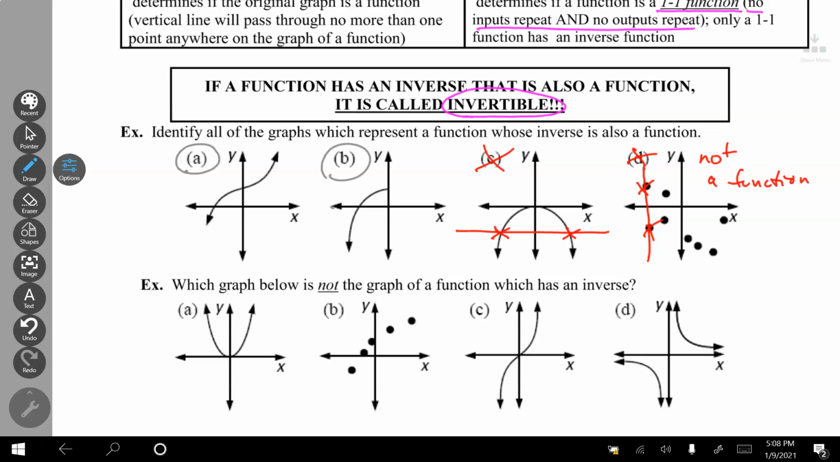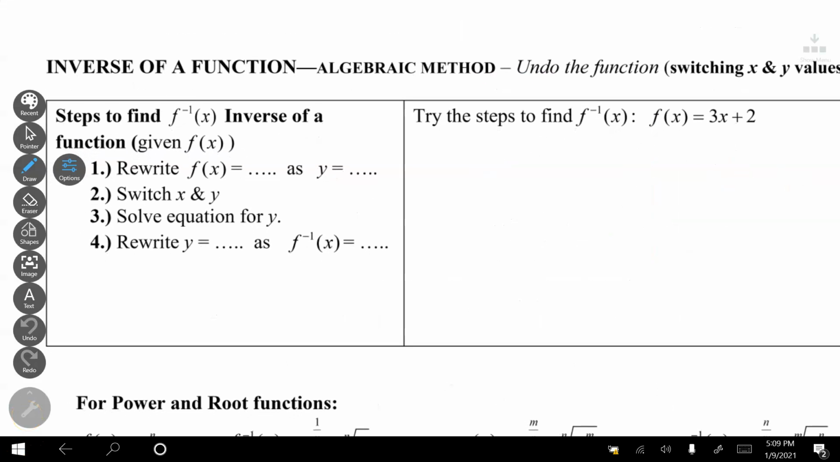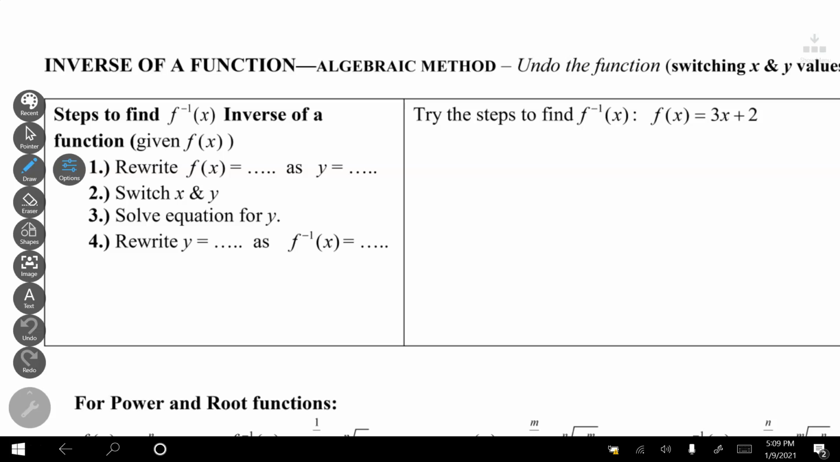Okay, so which graph below is not a graph of a function that has an inverse? All four of these are functions. But the very first one does not pass the horizontal line test, so that would be it. These others all pass the horizontal line test, so not only is it a function, its inverse is also a function. So how do we algebraically find the inverse of a function?